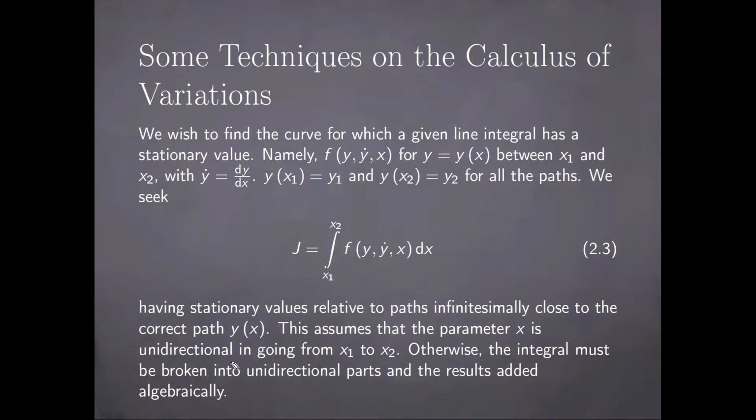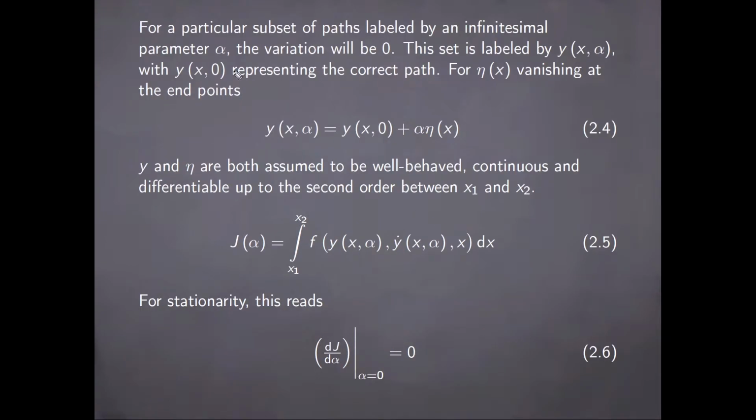So this is a subtle condition that needs to be kept in mind when discussing the variational principle for functions that may not be unidirectional in the given parameter, so they may not vary in a single given direction. For a particular subset of paths labeled by an infinitesimal parameter alpha, the variation will be zero. This set is labeled by y of parameter x and parameter alpha, with y of x and alpha equals 0 representing the correct path.